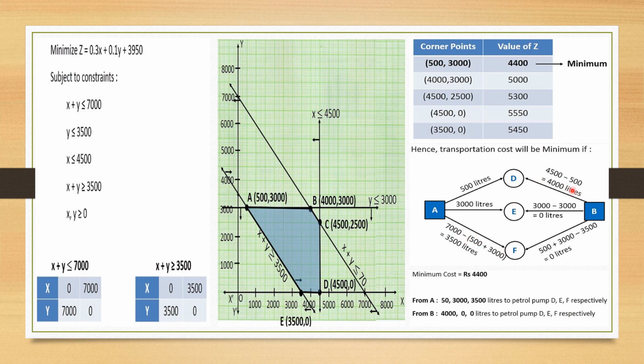Similarly from here, here, and here. Again it came 0, 0 liters. The minimum cost is turning out to be 4,400. So from A transported to petrol pumps D, E, F will be 500, 3,000 and 3,500, and from B to these three, D will be 4,000, and then 0, 0 liters to petrol pumps E and F respectively.